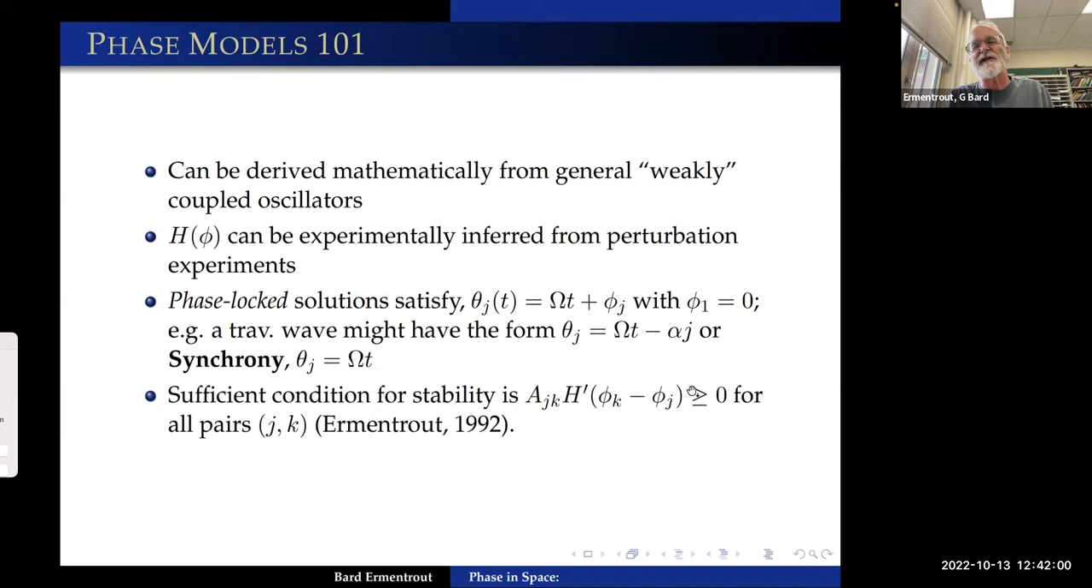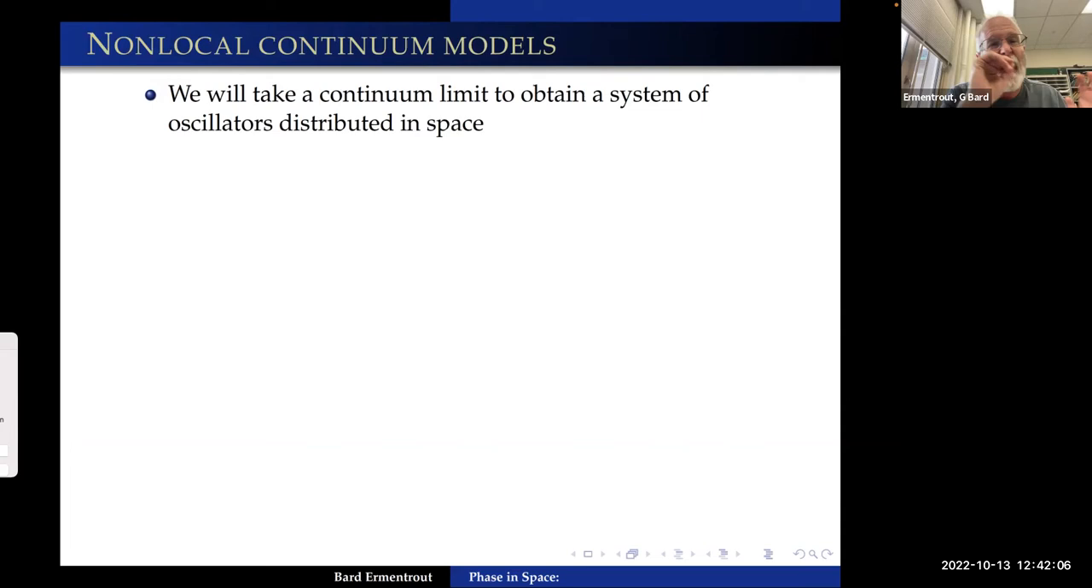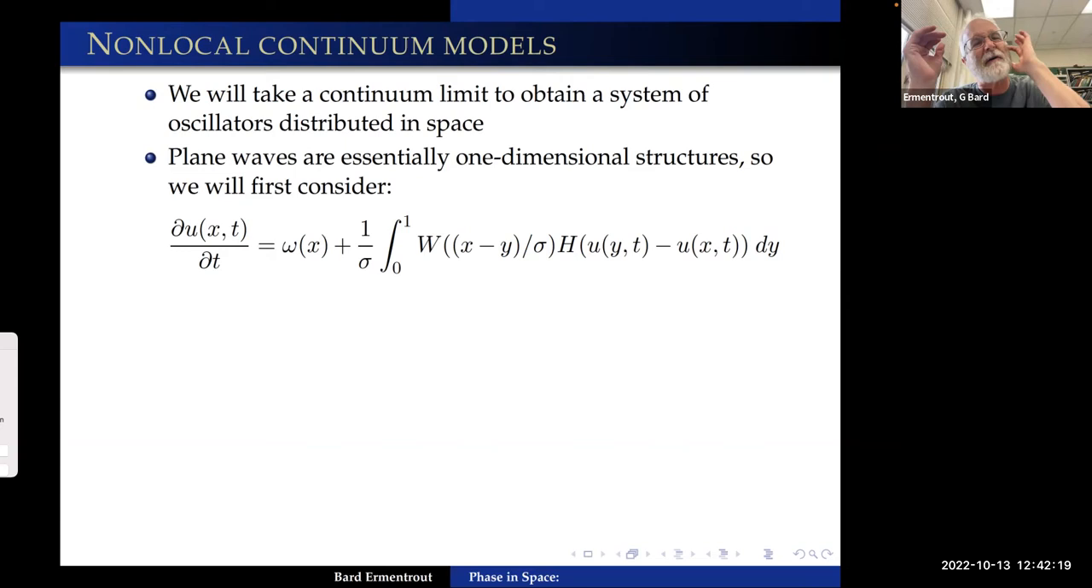So what I'm going to do now is I'm not going to look at discrete stuff. I'm going to take a continuum limit to obtain a system of oscillators distributed in space. So plane waves essentially are one-dimensional structures. So I'm going to first consider a 1D network.